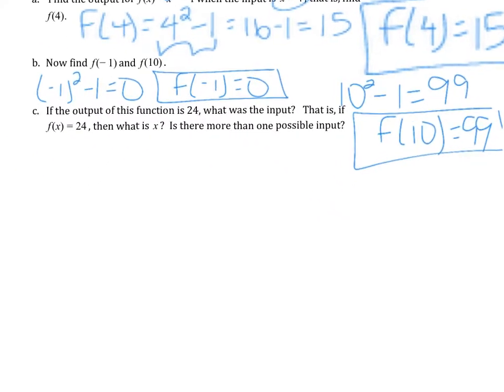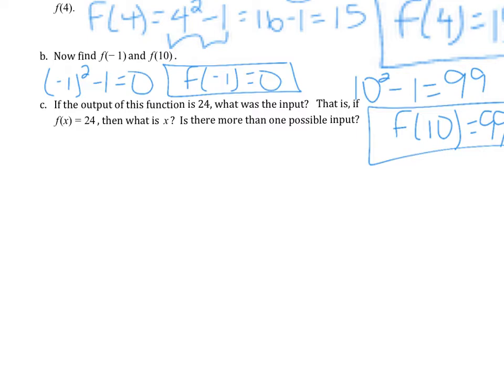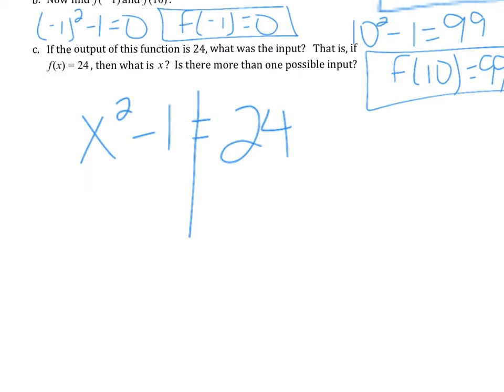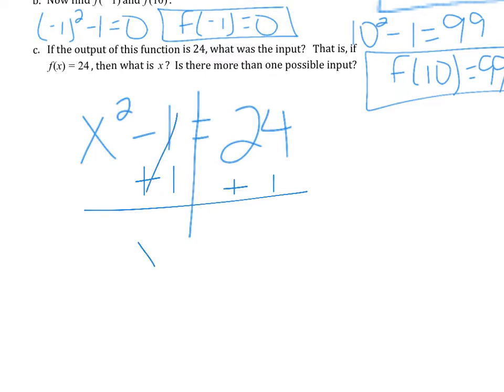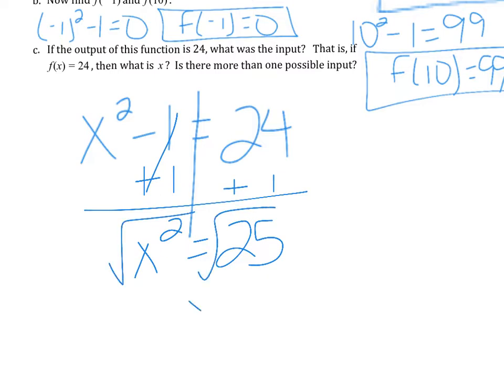For problem C, it says if the output of the function is 24, what's the input? That is, if F of X equals 24, then what is X? So in this situation, we know the function, and we know that what's coming out is 24. We want to find out what are we plugging in. So we could guess and check a couple different ways. We could solve it algebraically by adding 1 to both sides. So X squared now equals 25. And then to undo squaring, we're going to square root. So X could equal 5.